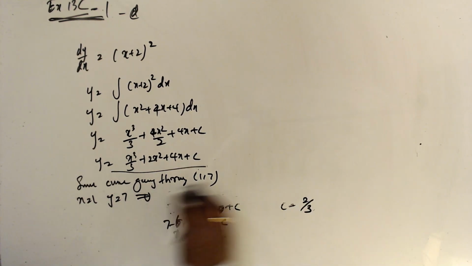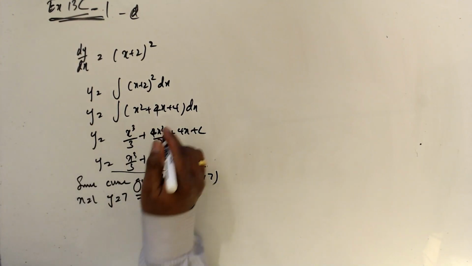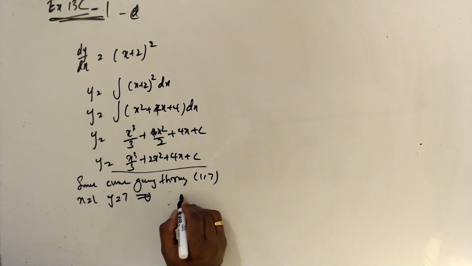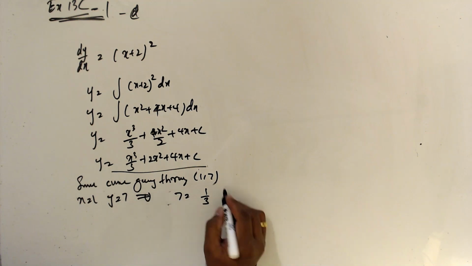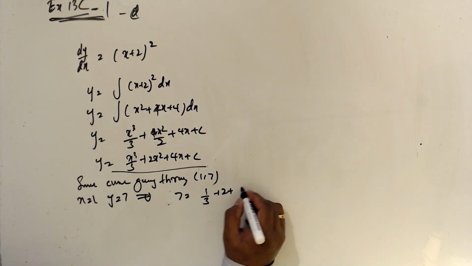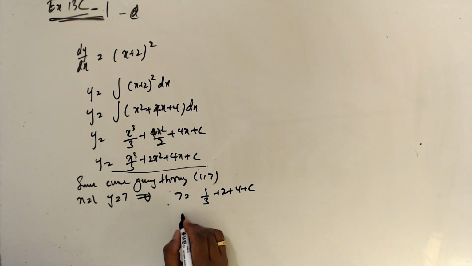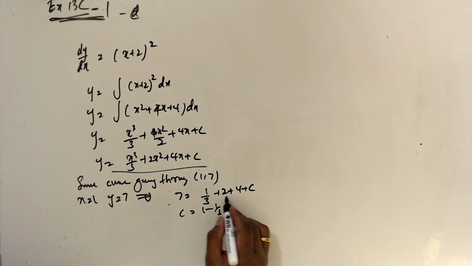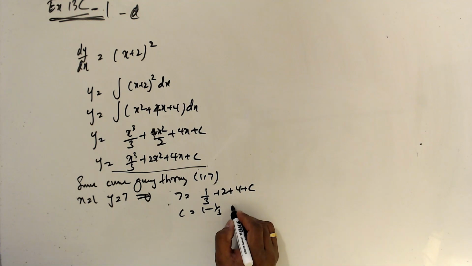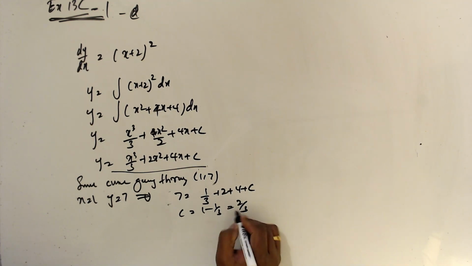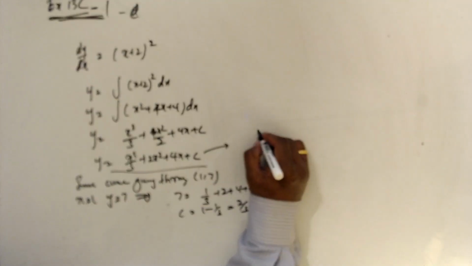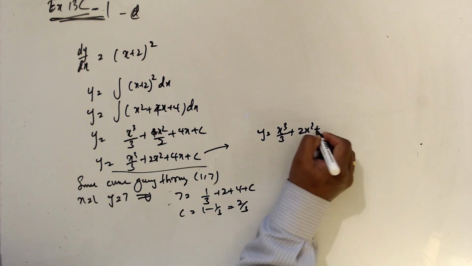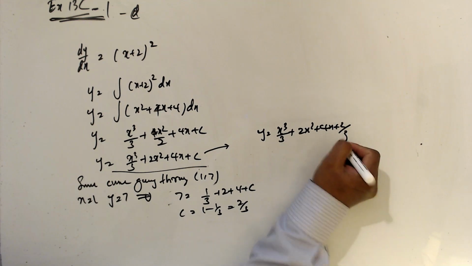I have to rework this one because this has to be 4, this is 2, and then 7 equals 1 third plus 2 plus 4 plus c, c equals 1 minus 1 third. So this is 6, this is 1, 1 minus 1 third, which is 2 over 3. So the curve is y equals x cubed over 3 plus x squared plus 4x plus 2 over 3.